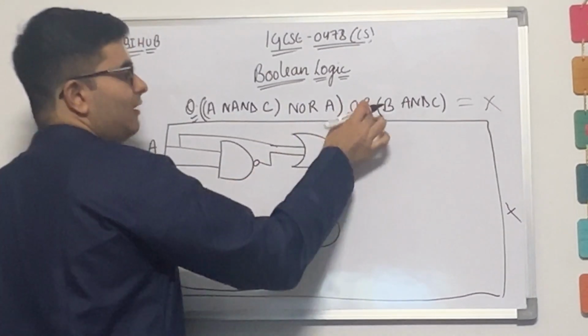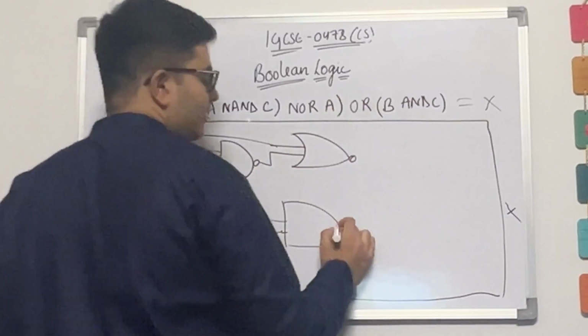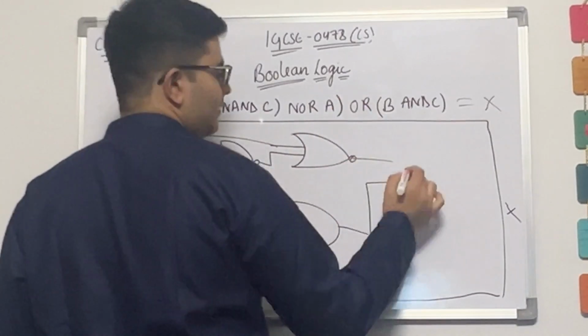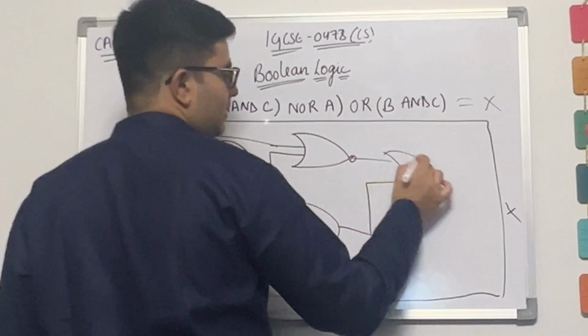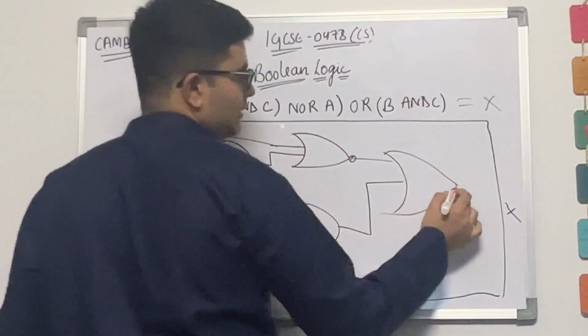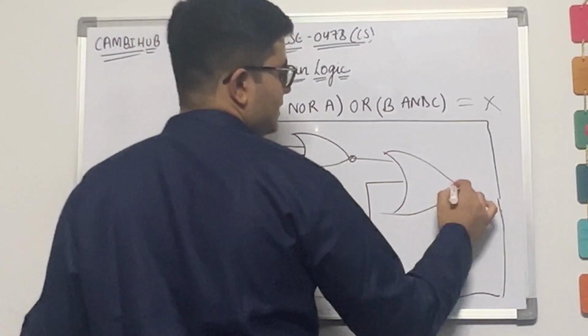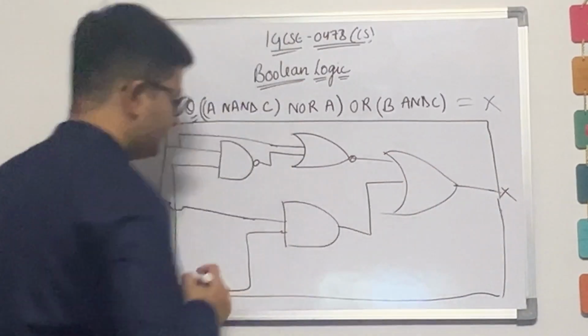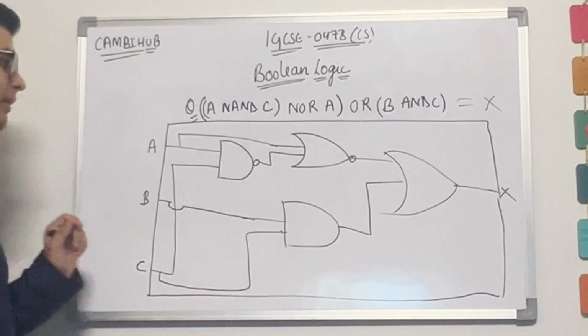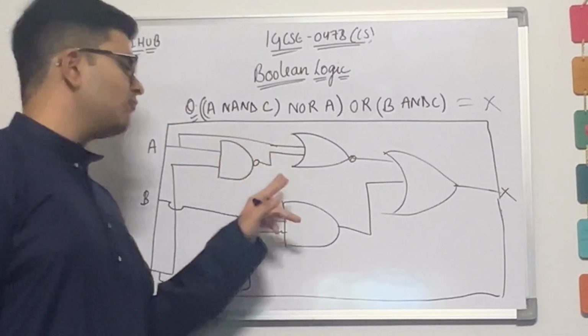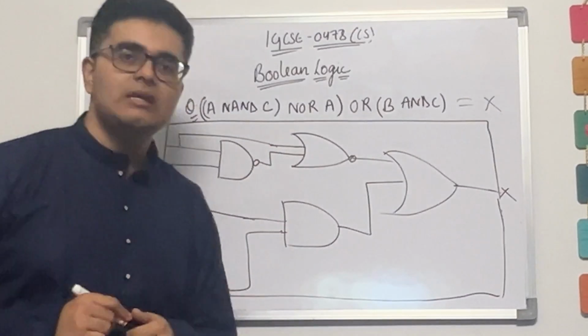Then my final logic is to do an OR between the outputs, and this will be my output X. I hope how to create a logic expression from the diagram is clear to us, right?